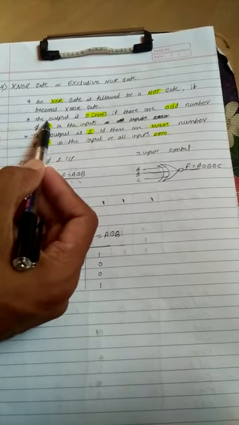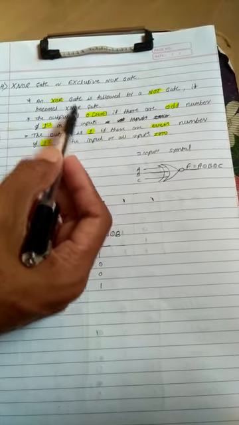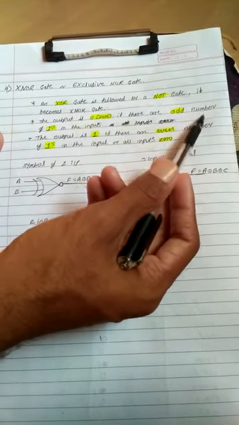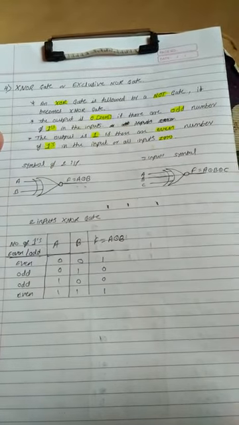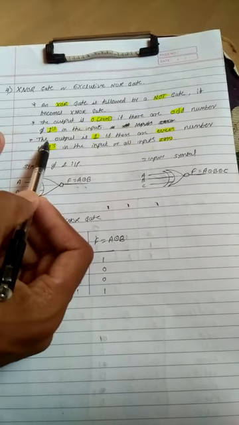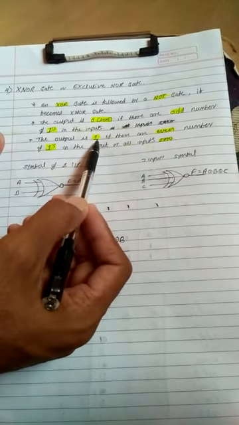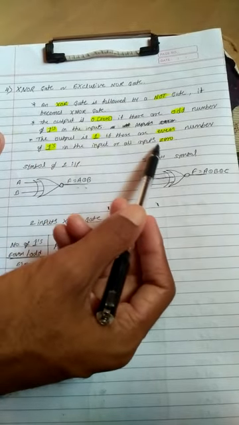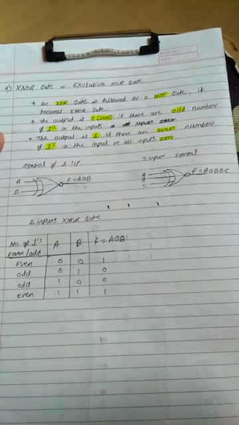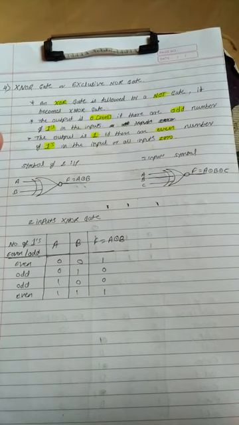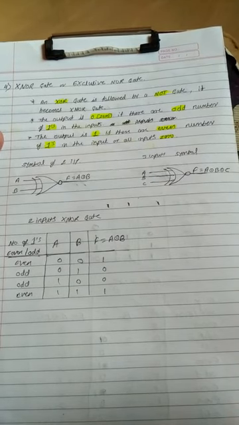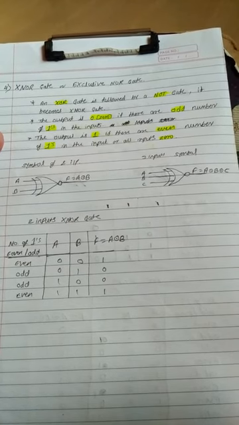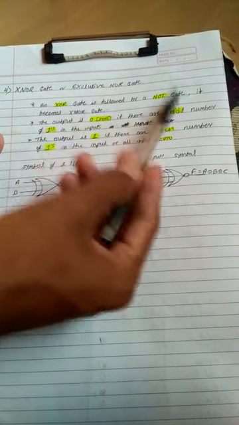So see, the output of this XNOR gate is 0 if there are an odd number of ones in the input. The output of the XNOR gate is 1 if there are an even number of ones in the input or all inputs are 0. So it works exactly like the reverse of your XOR gate, because the XNOR gate is using the NOT gate.